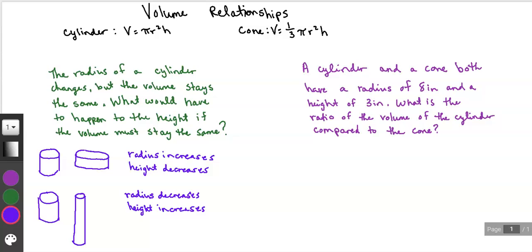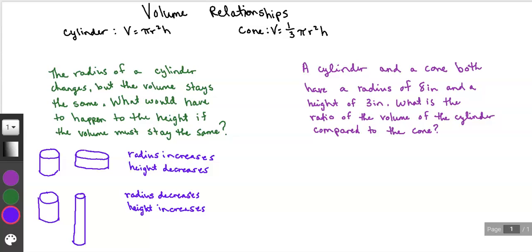All right, so on this one, it says a cylinder and cone both have a radius of 8 and a height of 3 inches, and they want to know the ratio of the volume of the cylinder compared to the cone. Now there are a couple ways to do this. The most basic way is they're saying they have the same radius and the same height. That's the only reason they give you these numbers, is just to say that they both have the same radius and height.